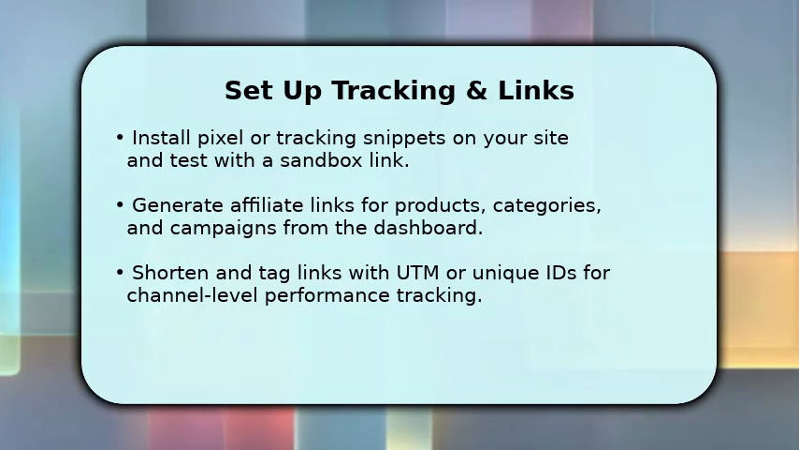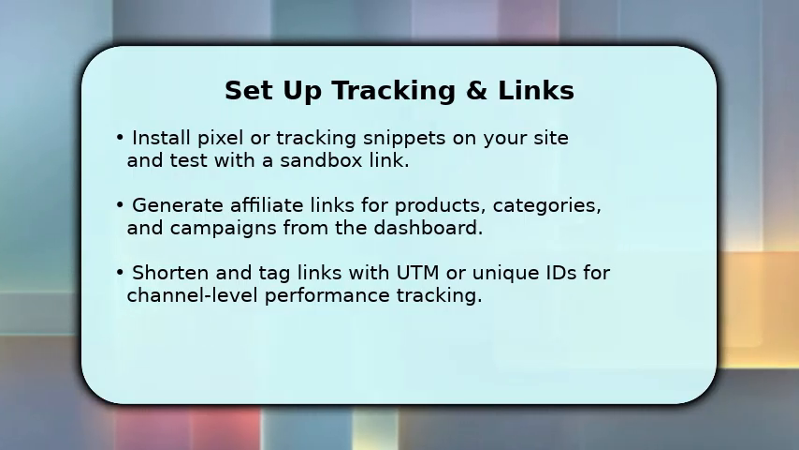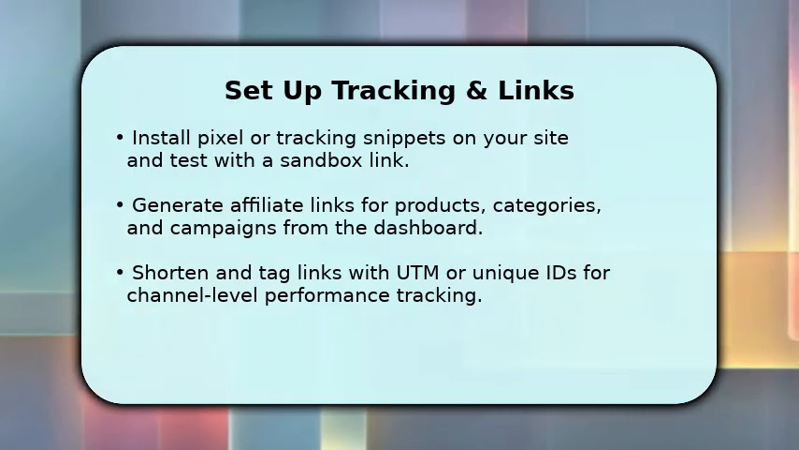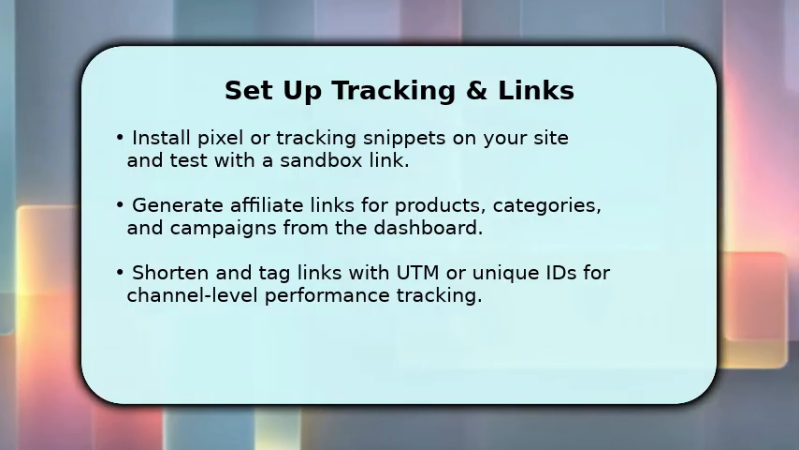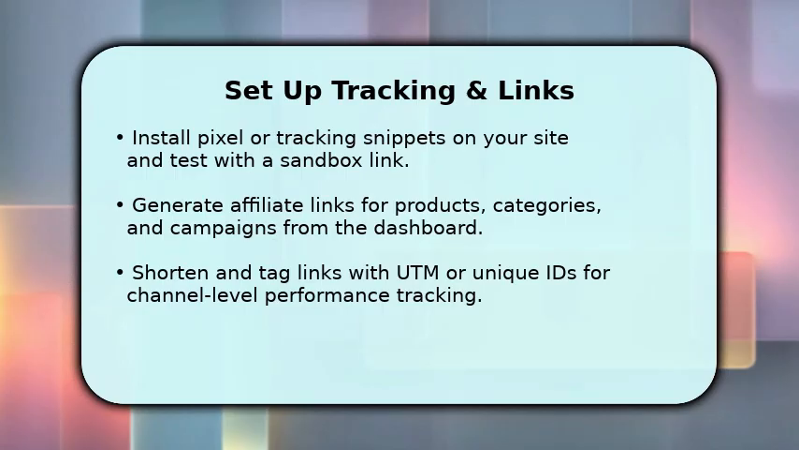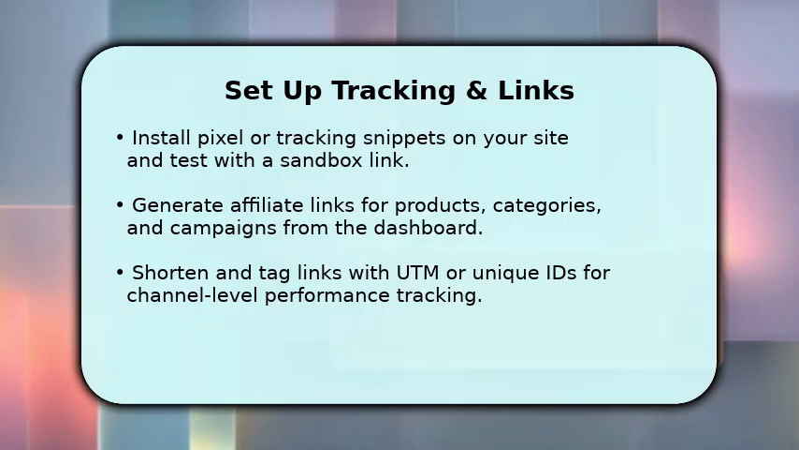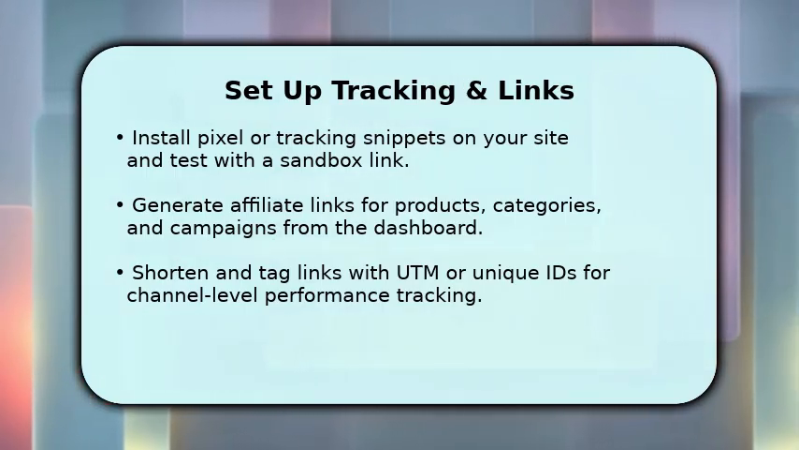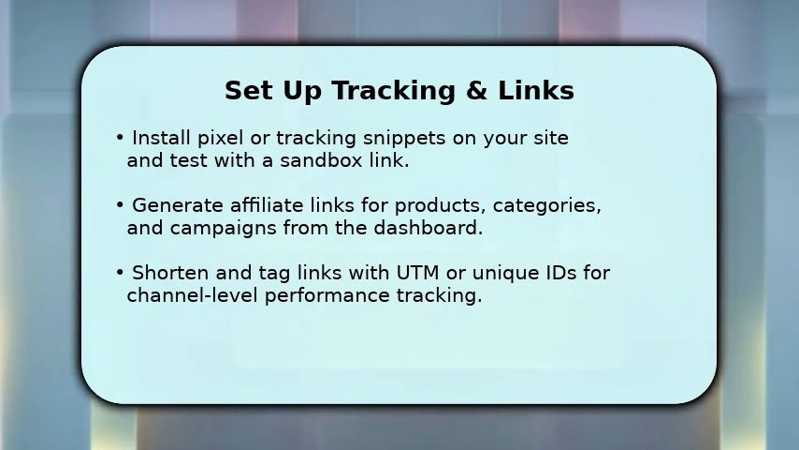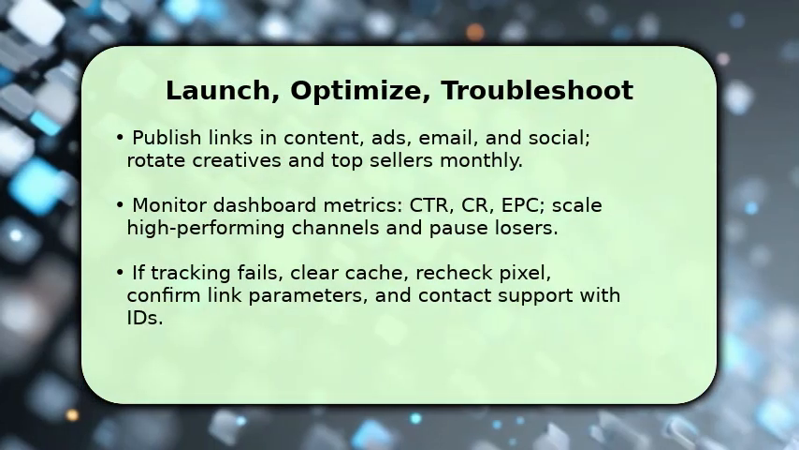Then generate product, category, or custom campaign links inside the affiliate dashboard and apply UTM parameters or unique ID so you can attribute traffic by channel. Once done, shorten links for cleaner placement in content and social posts, and test each shortened link to confirm the pixel records clicks and conversions reliably. You're ready to launch and optimize.